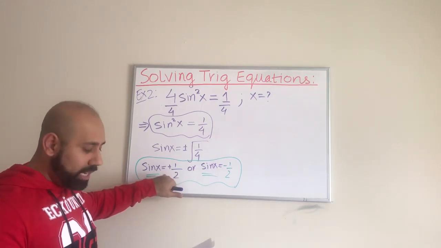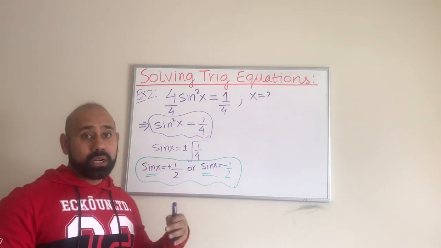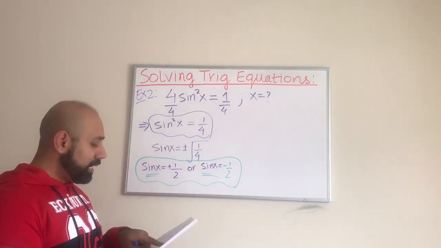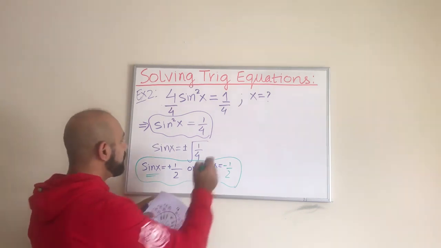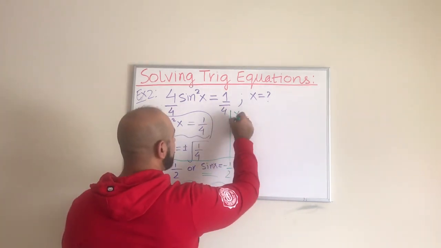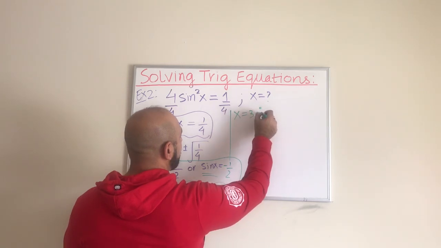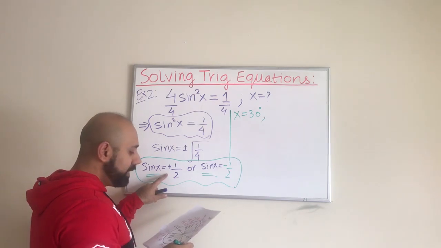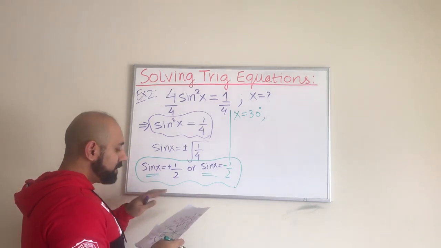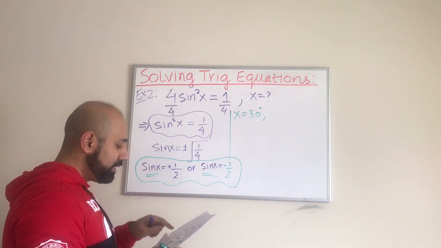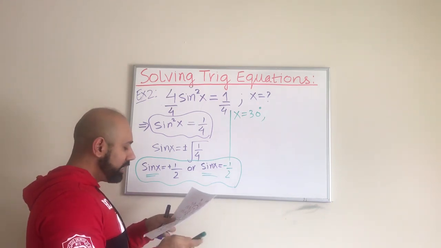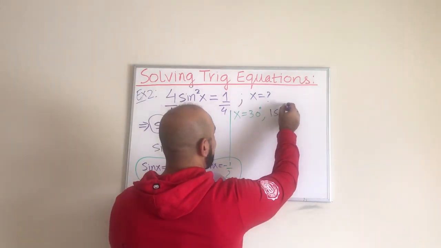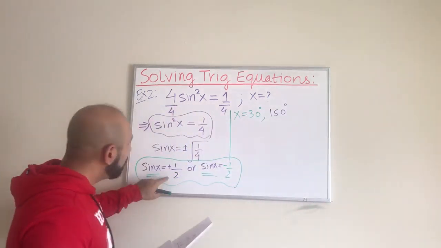For this one, I'm looking at my unit circle. I know the sine values are the y values, right? So looking at my unit circle, the first one is 30 degrees. I'm going to start writing those. Guys, I get the first one, 30 degrees. Then the second one, I'm still looking for positive 1/2. I already looked into the first quadrant, so I have to look into the second quadrant. In the second quadrant, guys, I get 150. So I'm going to write 150 degrees. That takes care of the positive 1/2.